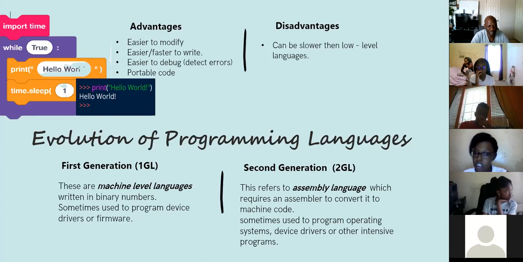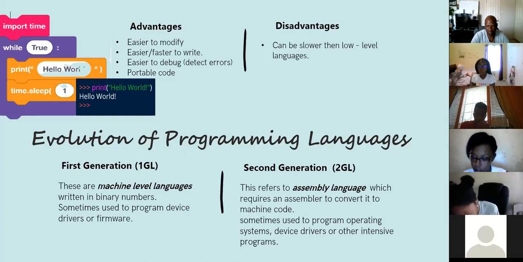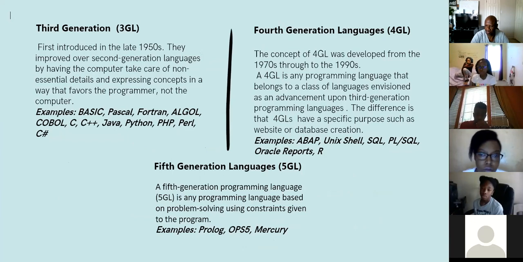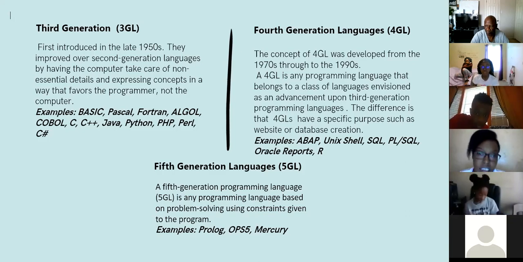So we said the first generation were machine languages, machine level languages. The second generation was the assembly languages, around the 1950s. People continued using them until around the late 1950s, up to around the 70s and 80s, and then they came up with another form of language. Now this is the third generation languages.